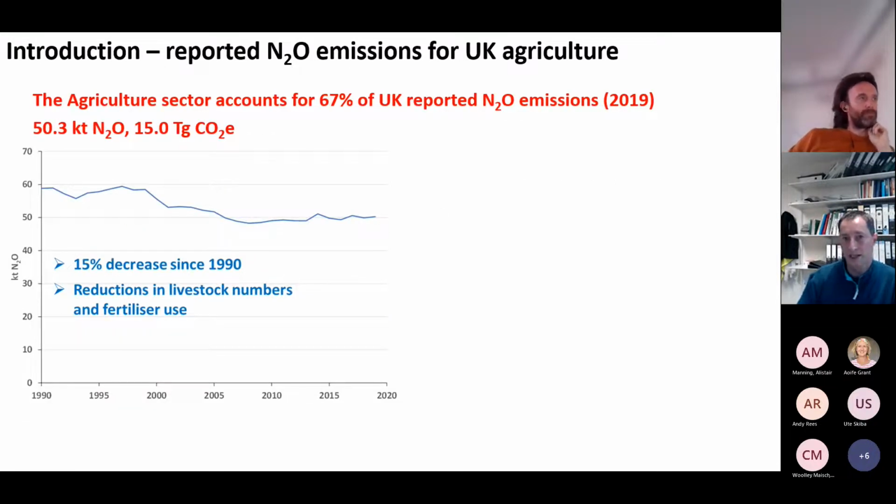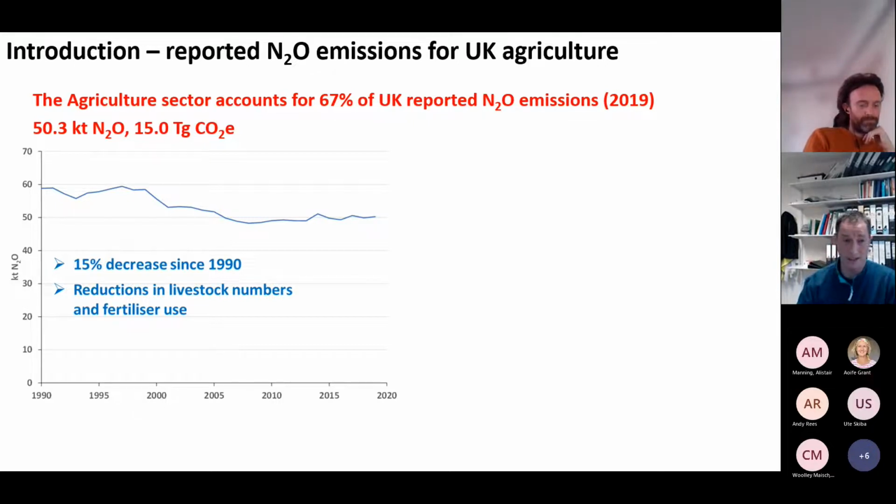Just to have a look at the current inventory report, the amount of nitrous oxide coming from agriculture in 2019 in the UK was about 50.3 kilotons, and we can express that as CO2 equivalents. That's using the global warming potential of 297, I think, which we still use in the inventory at the moment. We're using the IPCC assessment report 4 values. And that accounts for about 67%, so 2/3 of the total nitrous oxide that's coming from all reported sources in the UK.